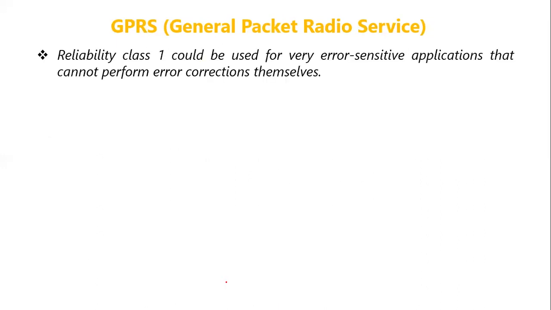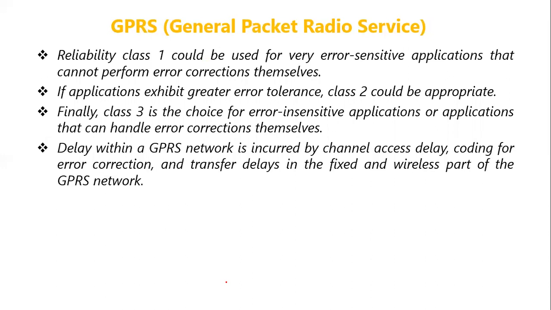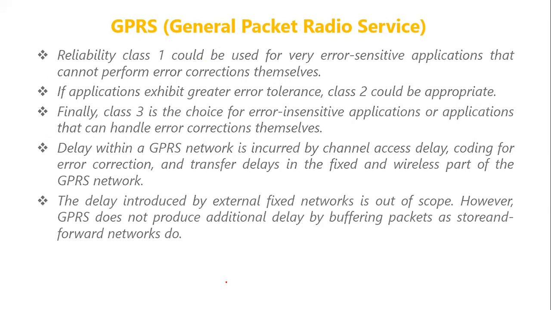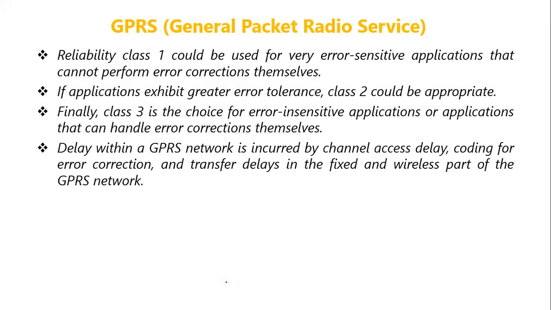Now let us discuss delay. We have discussed reliability so far; now we are moving to another characteristic, which is delay. Delay within a GPRS is incurred by the channel access delay, coding for error correction, and transfer delays in the fixed and wireless part of the GPRS network. So these are the reasons why delay can happen.